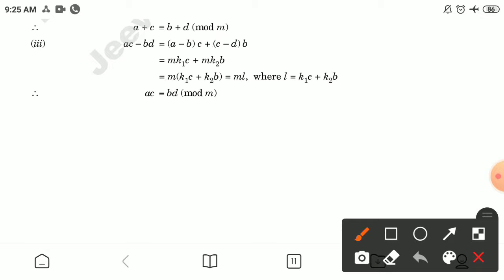Now AC minus BD is written as (A minus B) into C plus (C minus D) into B, equal to MK1C plus MK2B, that is ML. L is here K1C plus K2B. Therefore, AC is congruent to BD mod M.